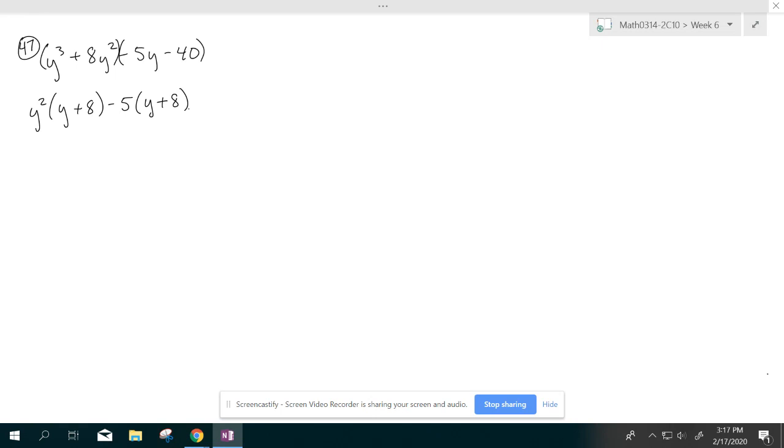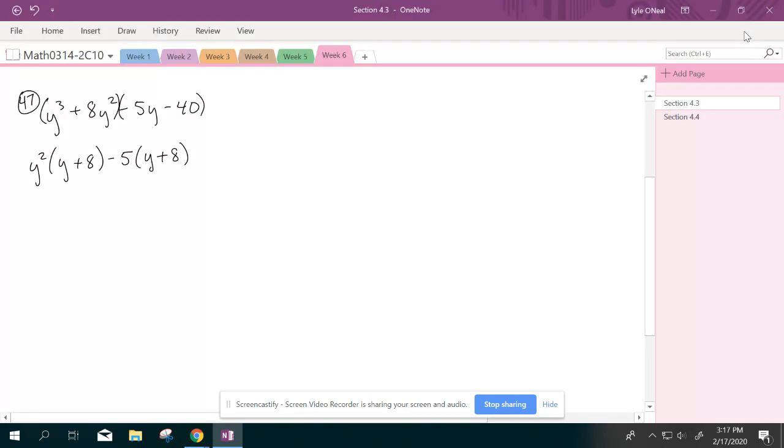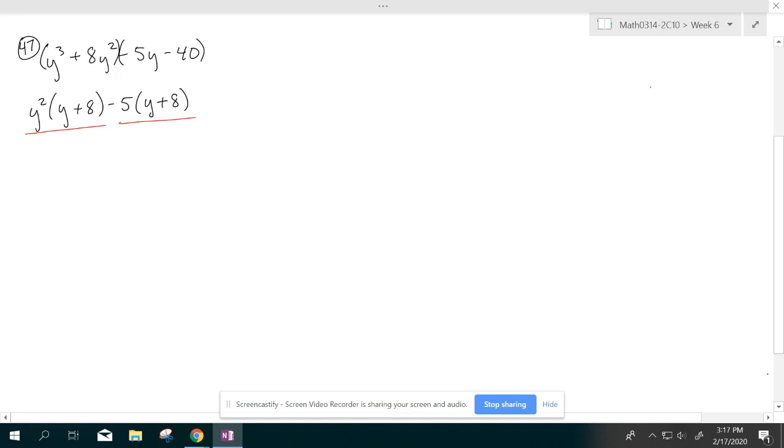Now, look at what we've got here. And I'm going to use color. Let's throw in some red. Do you see the two things I underline in red? What do they have in common? And since those are the same, we're going to factor that out. We're going to factor the y plus 8 out. And so if I factor out the y plus 8, what will it leave me with?